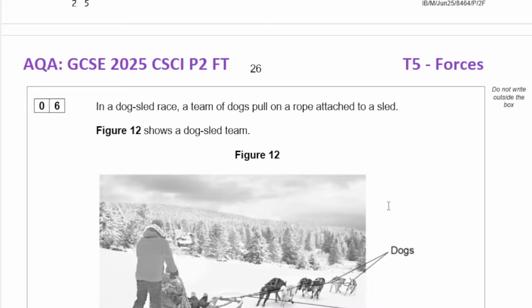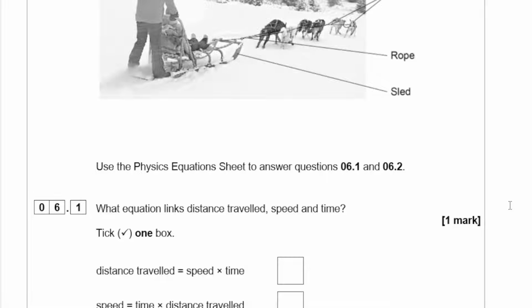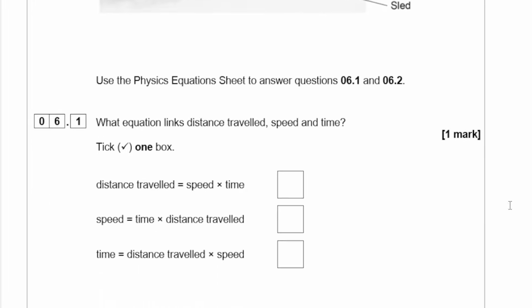Question 6 is on the topic of forces. In a dog sled race, a team of dogs pull on a rope attached to a sled. So you have the dogs, the rope, and the sled. Use the physics equation sheet to answer question 6.1 to 6.2. What equation links distance traveled, speed, and time? Now, remember, speed equals distance traveled divided by the time taken. So here they have given you speed, but they are multiplying the time and the distance traveled, so that can't be it.